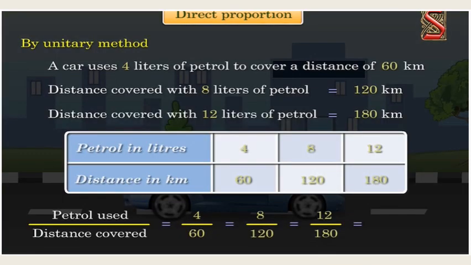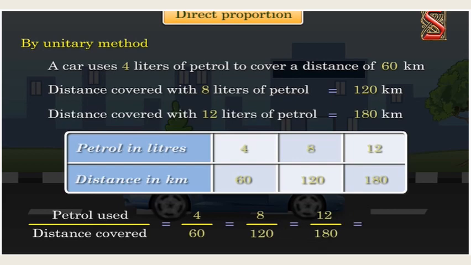Now let us have a look at one more example by the unitary method. Let's consider that a car uses 4 liters of petrol to cover a distance of 60 kilometers. Distance covered with 8 liters of petrol is 120 kilometers, and distance covered with 12 liters of petrol is 180 kilometers. Then how do we get the constant?